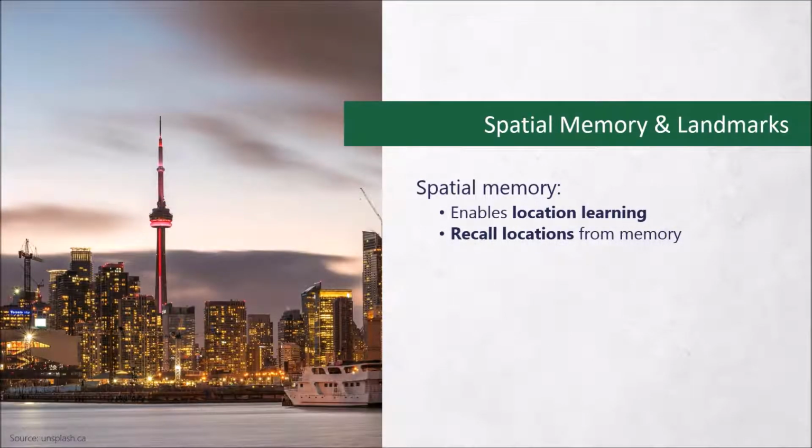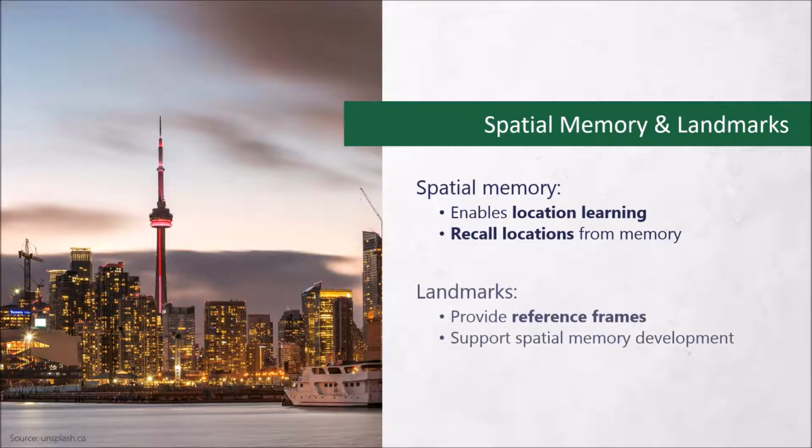Spatial memory is a particular type of human memory that allows people to learn objects' location in an environment. It enables people to retrieve the locations of already visited items from memory. One mechanism that helps people learn spatial locations in real life is landmarks. Landmarks play a critical role in developing spatial memory of an area as they provide reference frames to remember objects' locations.